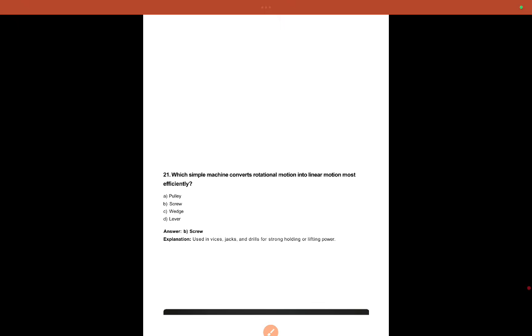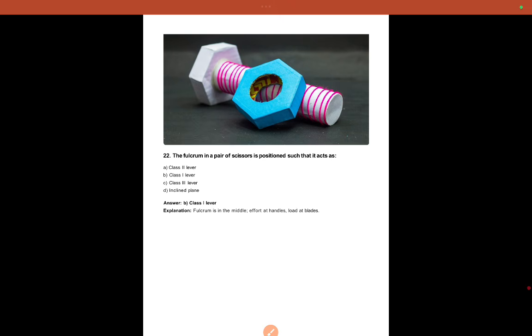Question number 21. Which simple machine converts rotational motion into linear motion most efficiently? You can take the screw: when we rotate it, it moves in the forward direction, deeper into the wall. So that is the screw. It is used in vises, jacks and drills for strong holding and lifting power. So your answer to the 21st is screw. You can see, while we are rotating the screw, it is moving forward.